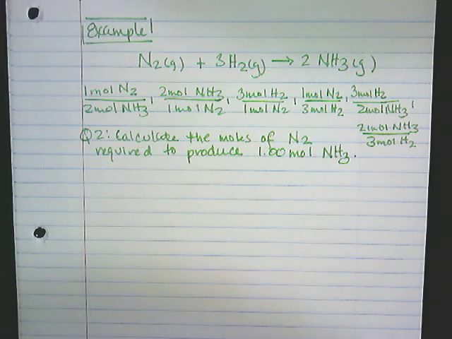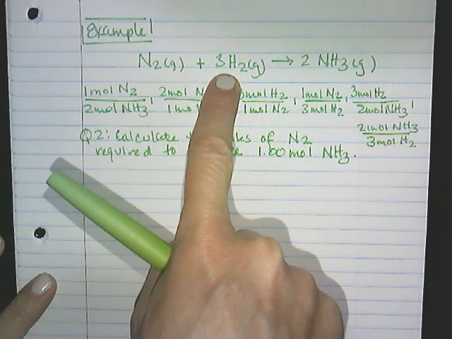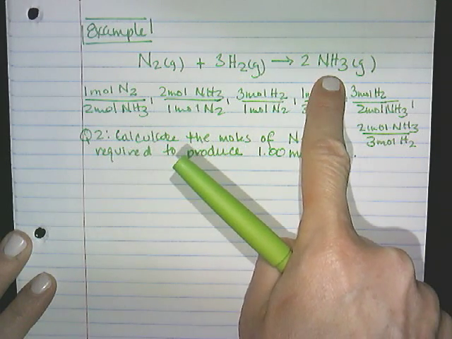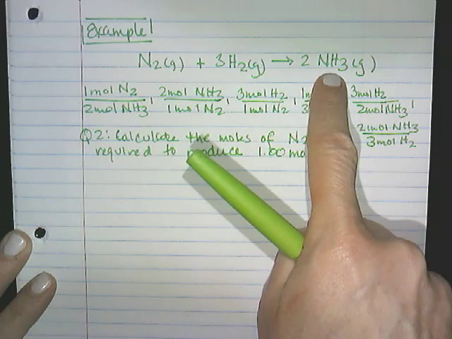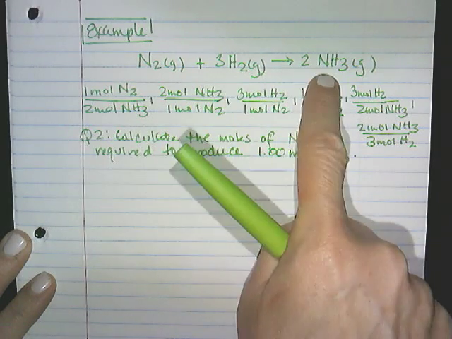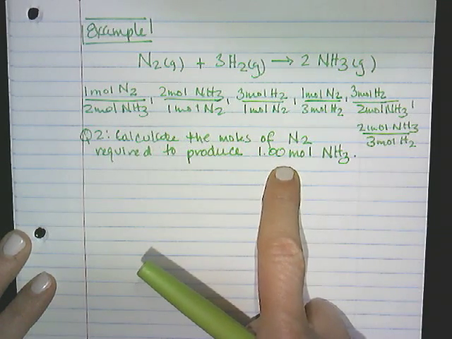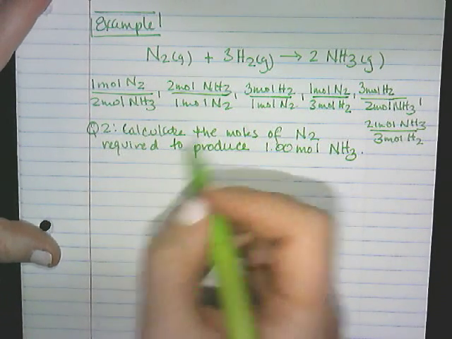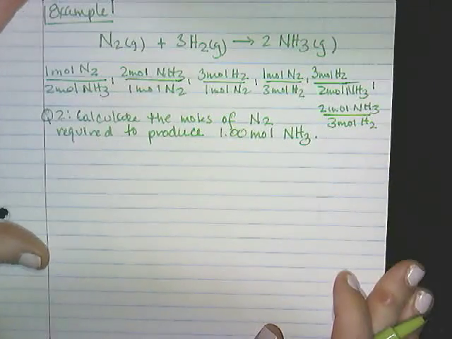In this example, you'll see it's the same mathematical method, but we will be using our starting point as the product to figure out how much of the reactant we need to make this many moles of product. So it's the same mole ratio idea. We will just pick a different mole ratio.